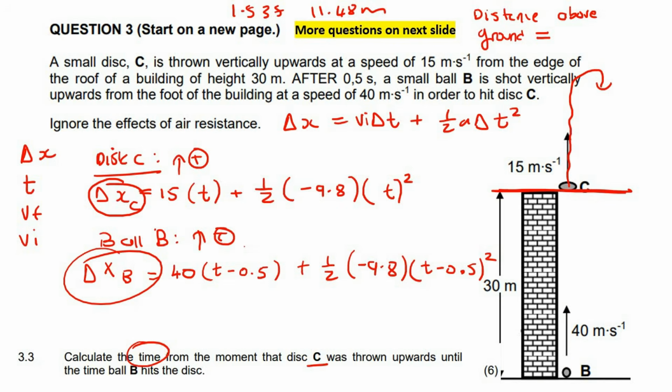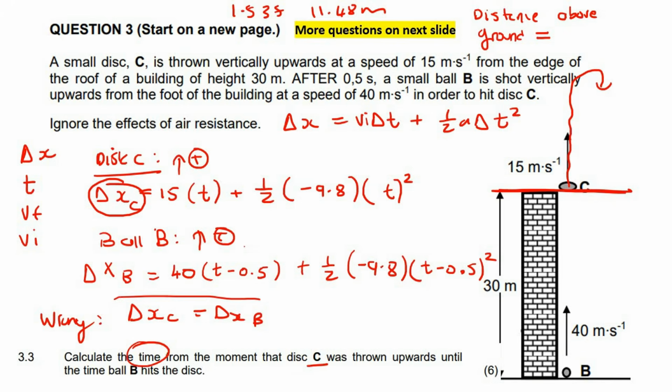Now we said earlier that when the two objects collide, their distance above the ground is going to be the same, okay? But the problem is that this one did not start on the ground, but this one did start on the ground. So what we could say is that the displacement of C, or let me first tell you what we must not do. So this part here would be wrong, okay? So don't do this. Don't say that their displacements are equal, because that is wrong.